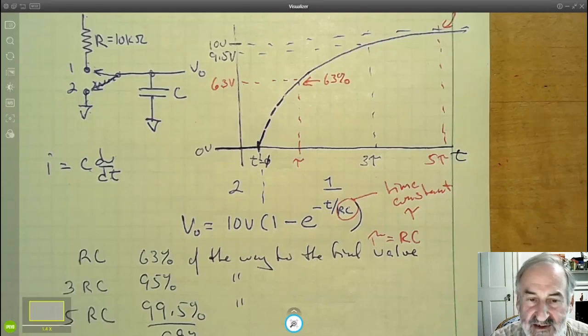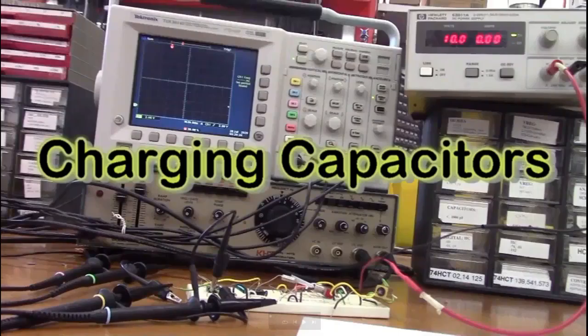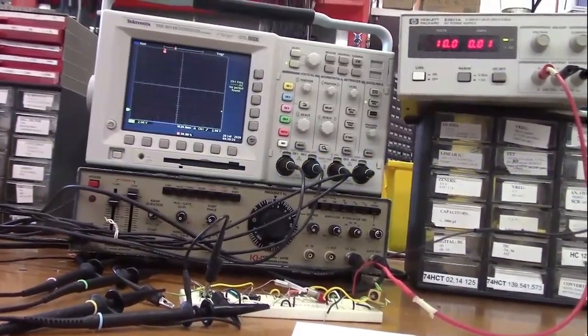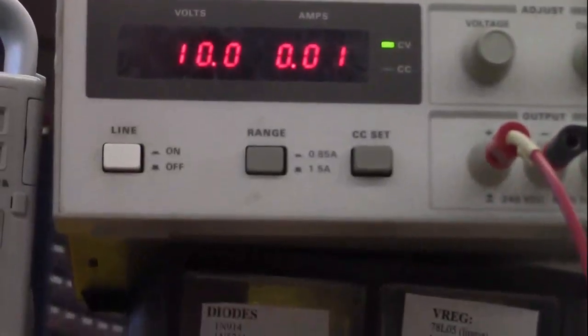Okay, why don't we take a break here and take a look at a demo of charging capacitors with current sources and with resistors, and see if any of this actually happens when we have a real-life situation. Okay, we're going to take a look at capacitors. We have our test setup here. We have a power supply set for 10 volts.